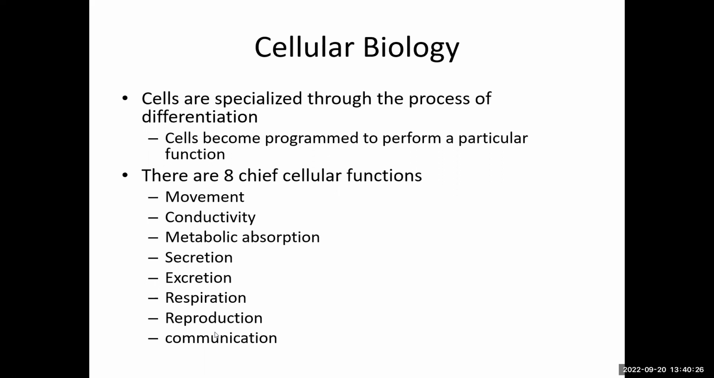Cells are specialized through what we call differentiation. All cells come from stem cells, and then they will begin to differentiate and become a particular cell, like a bone cell or a muscle cell or a blood cell. All of our cells have some major functions, and I've listed these 8 functions here, and we're going to talk about each one of them and what they do to the cell and what their purpose is.